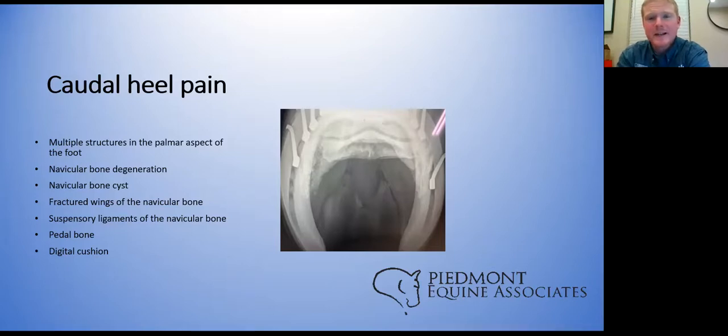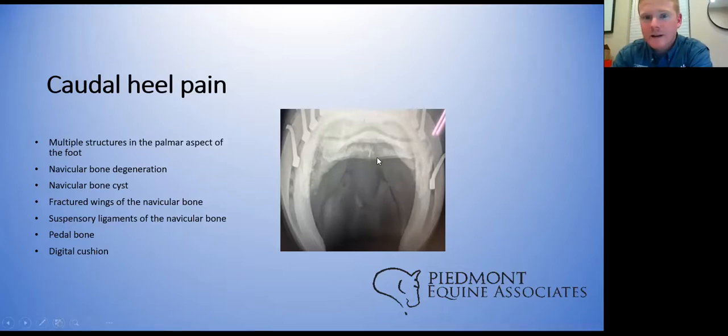You can see in the image on the screen the navicular bone. The navicular bone is outlined. It's in the shape of a boat, so think of the boat in the back part of that foot. This is a skyline view, a back shot. The horse is extended out, and you're shooting straight down into the back part of the foot with the x-ray beam.